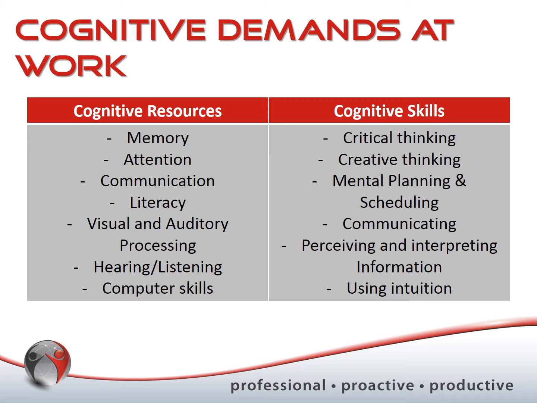A cognitive skill is like the next level, right? So the cognitive resource is the foundation. I need to have these things in place to take in the information. A cognitive skill is the next level. Basically, a cognitive skill is being able to use the information. So cognitive resource, take it in; cognitive skill, be able to use it.